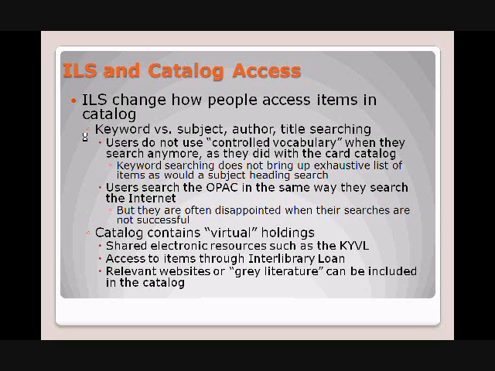But the catalogs are very rich in their holdings because they contain both physical and virtual holdings. They can contain items that can be found in the library. Also, they contain items that can be obtained through electronic record sharing, such as the Kentucky Virtual Library, and there are also items that they can access through interlibrary loan. There are also catalogs that contain relevant websites or gray literature that can also be included in the catalog.